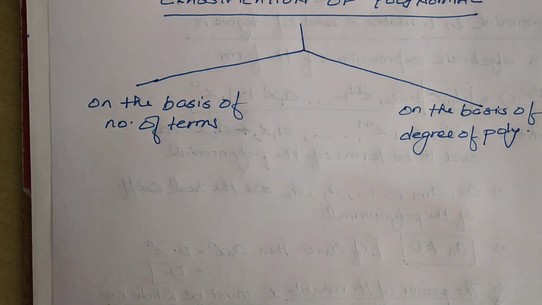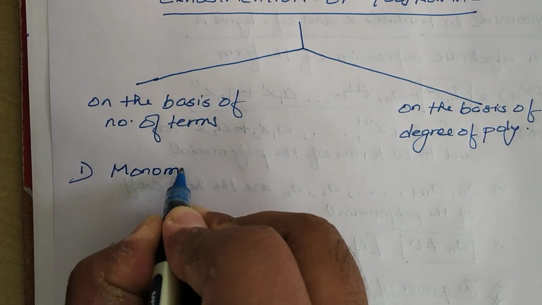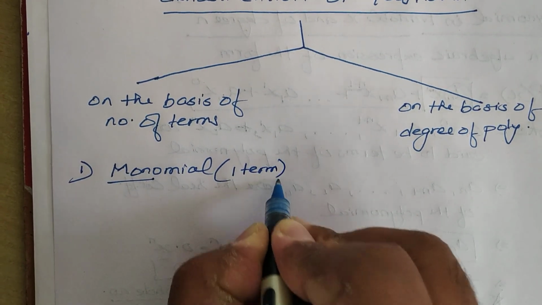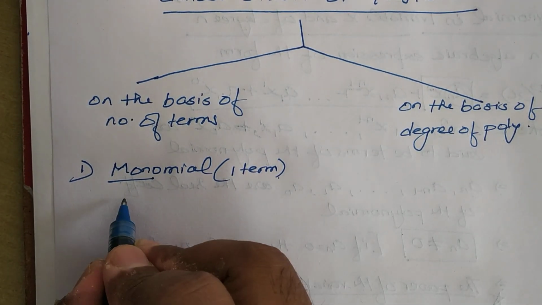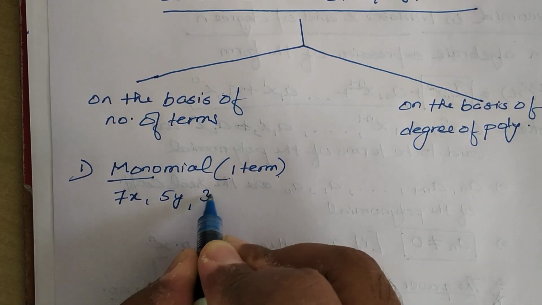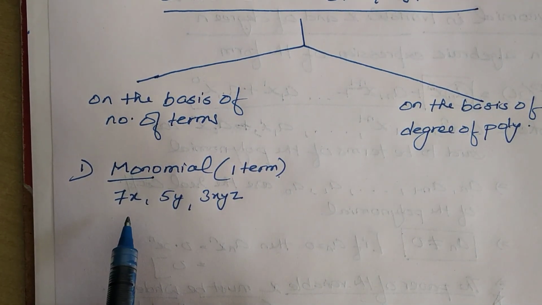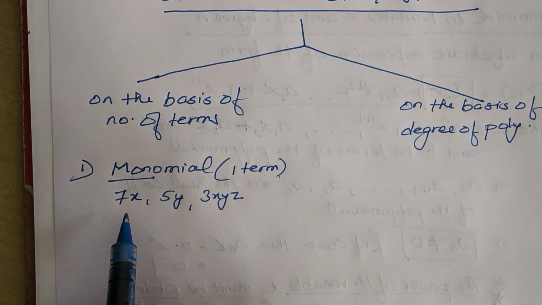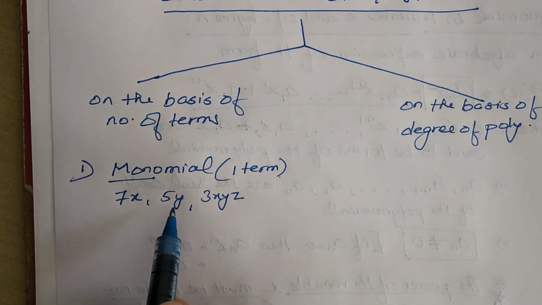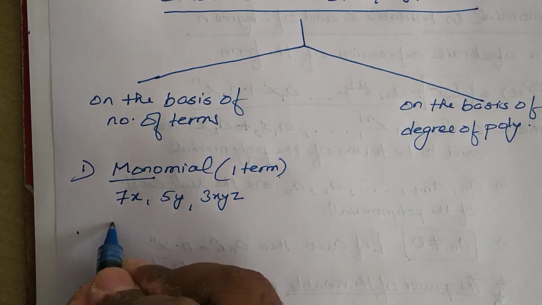So on the basis of number of terms, we have first one is monomial. Here mono means one, that means having only one term. So you can say 7x, 5y, 3xyz. They all are having only one term because there are no basic operations. No two terms are added or subtracted. So there is only one term, 7x, 5y, 3xyz. It includes all real numbers also.